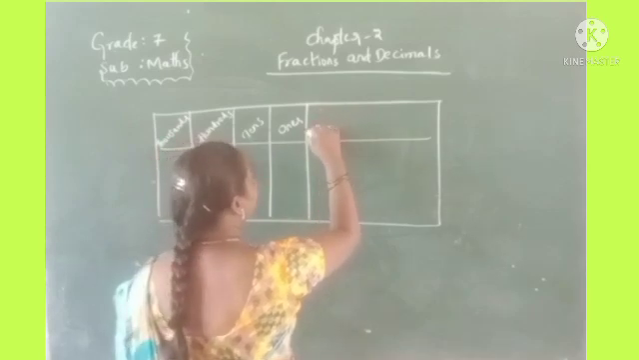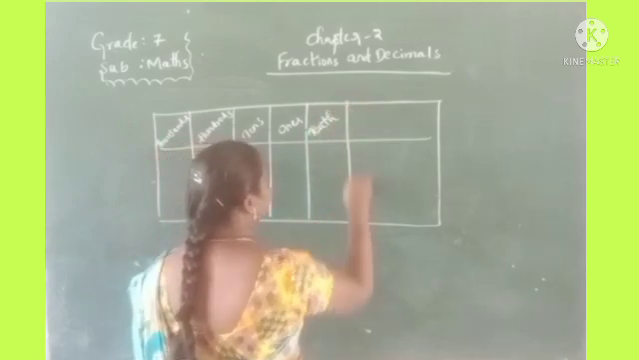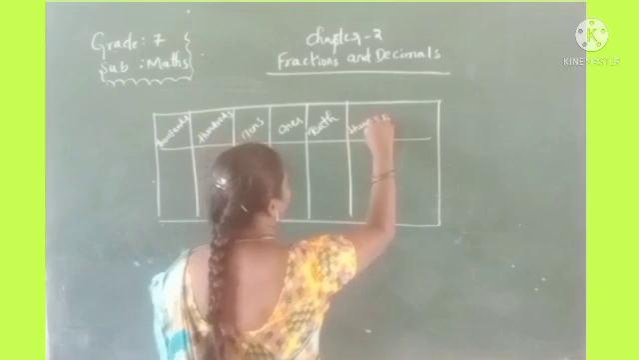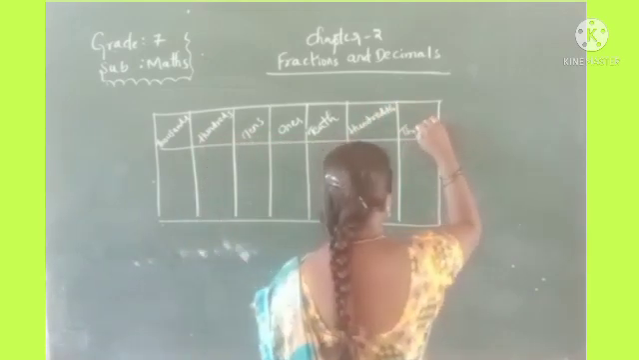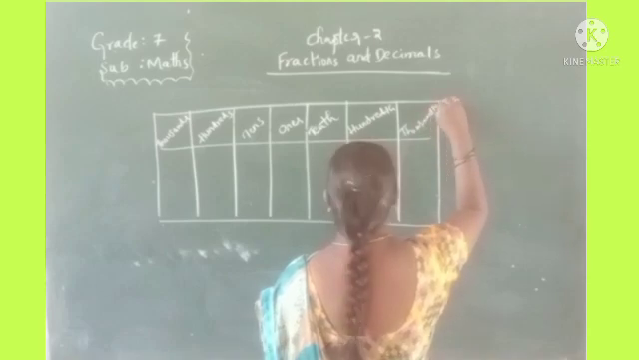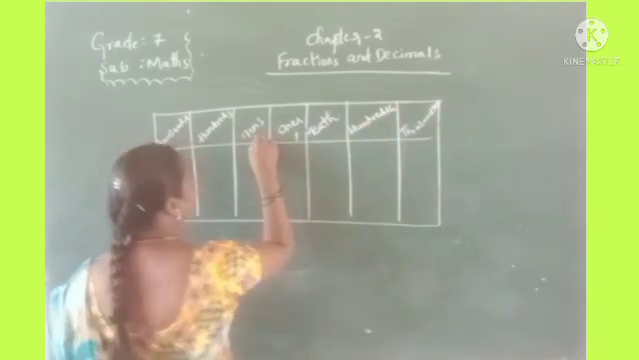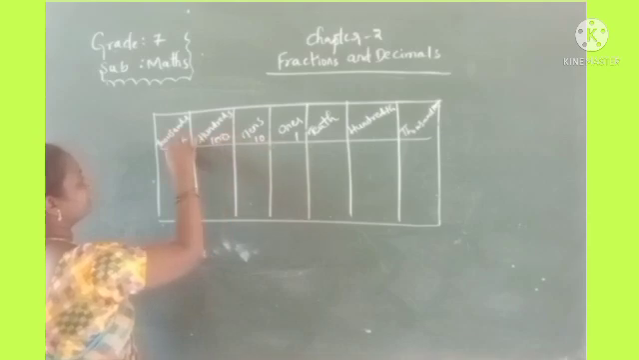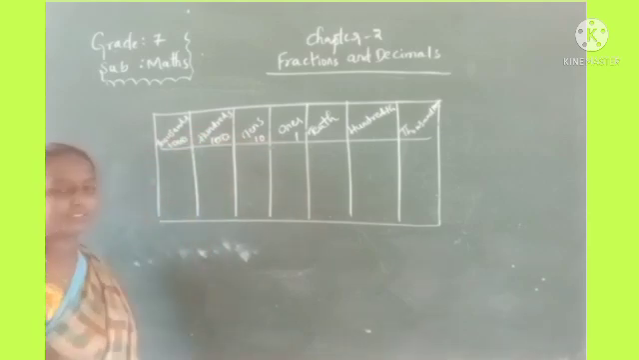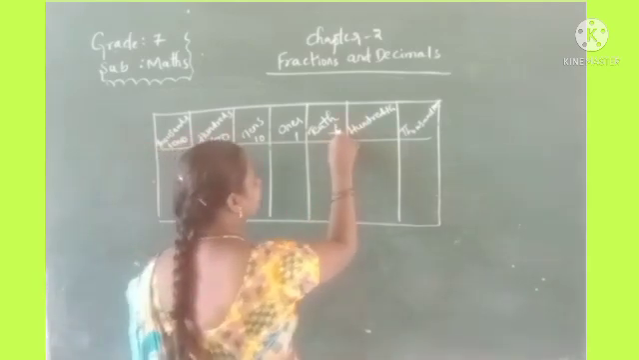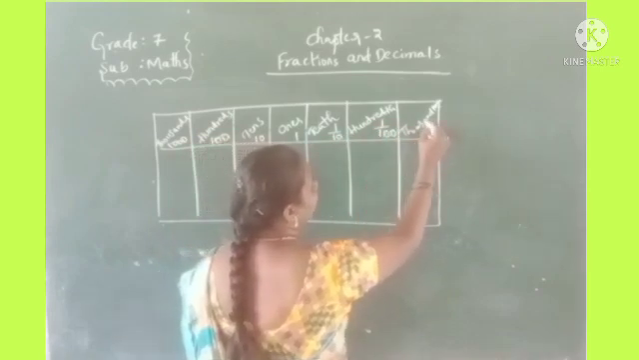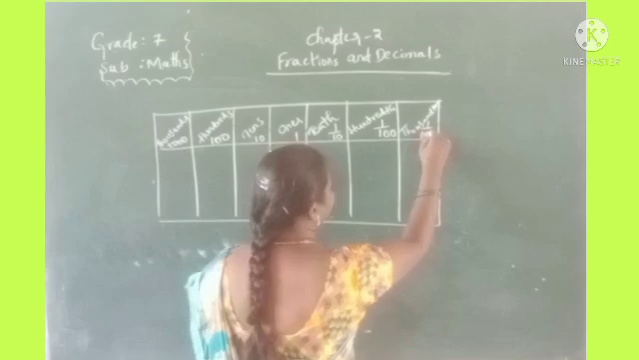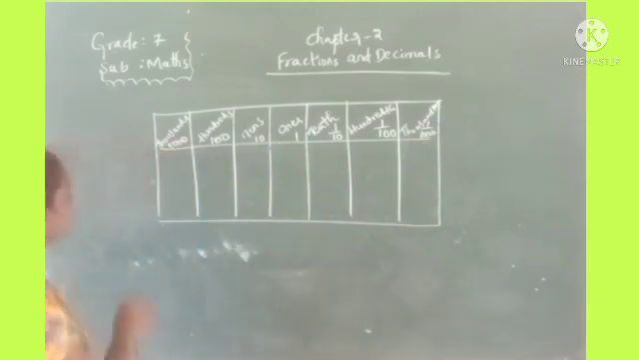the place value becomes tenths, hundredths, and thousandths. So ones means 1, tens 10, hundreds 100, thousands 1000. Right. Tenth means 1/10, hundredth 1/100, thousandth 1/1000. Okay.